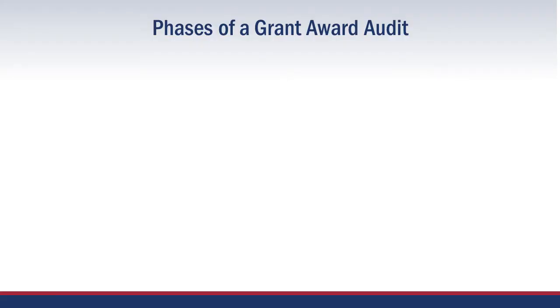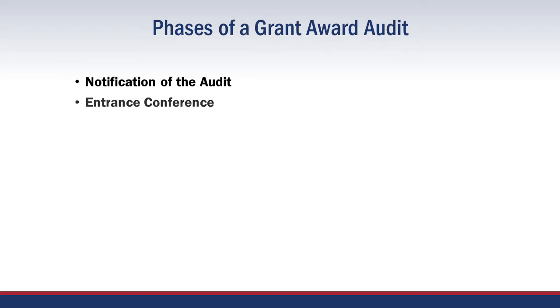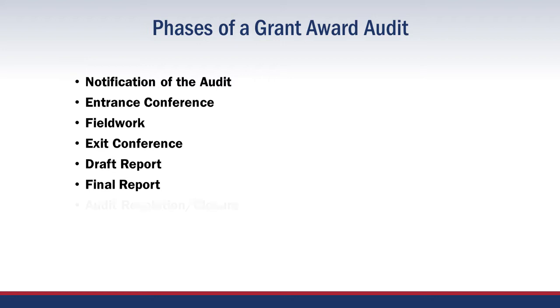The Department of Justice OIG generally follows a standard process for performing audits of grant awards. Although the timing and extent of these phases may vary depending on the circumstances of the award, the steps in the process include notification to the DOJ component and the award recipient of the audit, entrance conference, on-site fieldwork, formal exit conference, a draft report, final report, and audit resolution and closure.